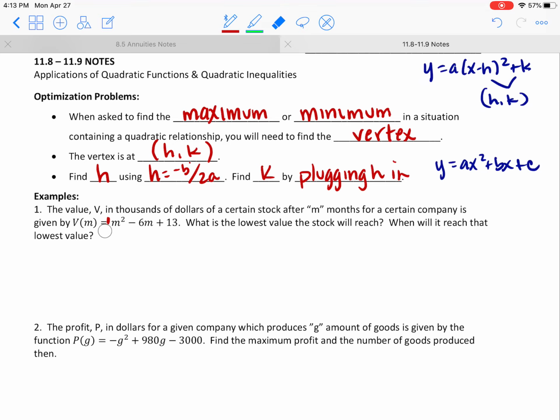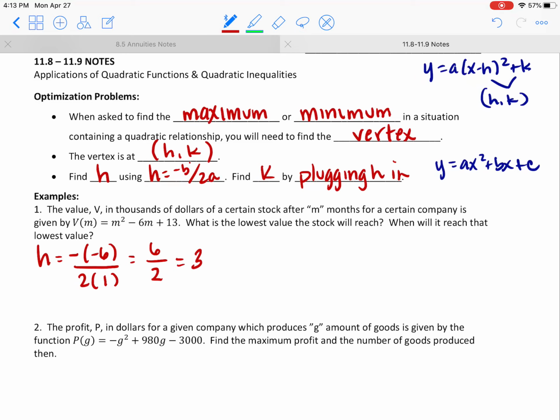Think about this. I don't know where the parabola is. I'm just sketching out thought here. But the value over m amount of months. They want to know when is it going to be at the lowest. Again, that has to be happening at the vertex. So we need to find the vertex. And because this is in standard form, we're going to use our formula. So h, the first half of the vertex, we're going to find using negative b over 2a.